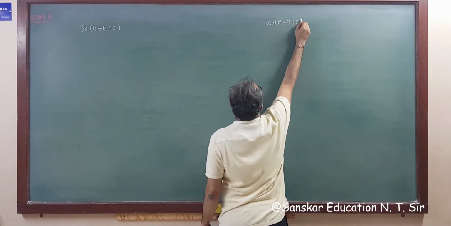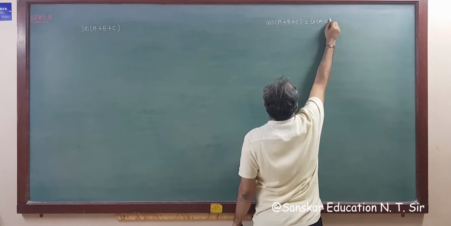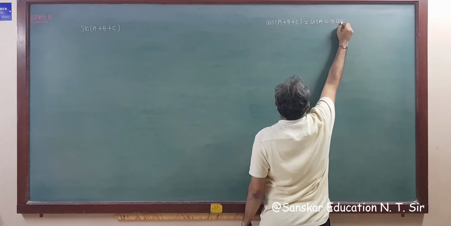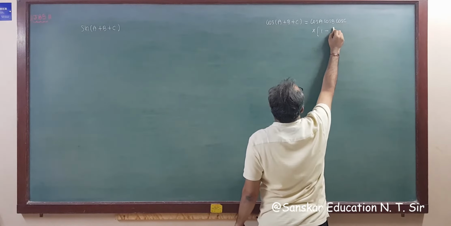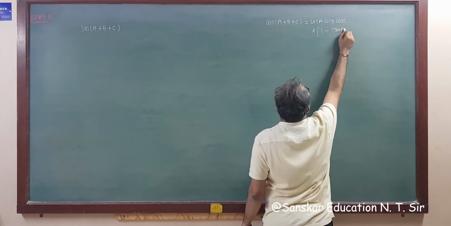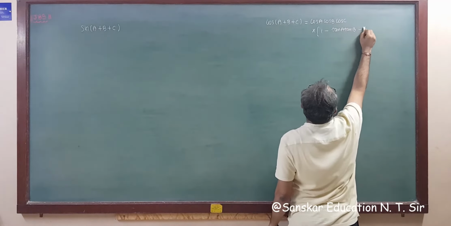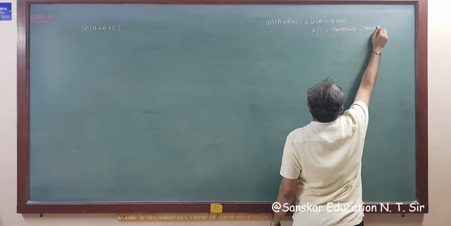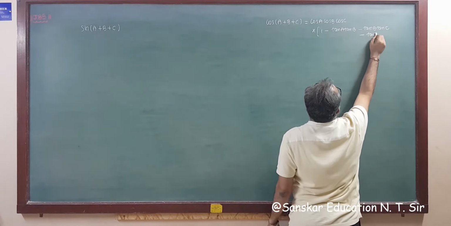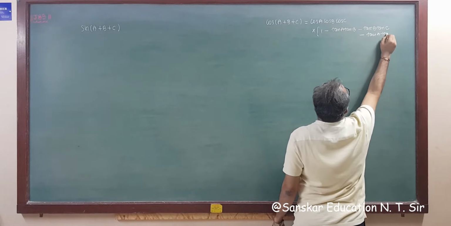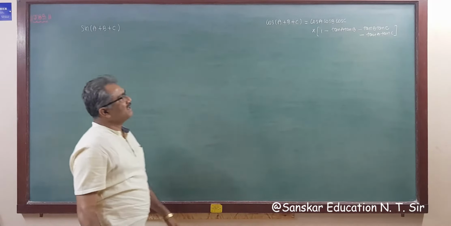The answer was cos(A+B+C) is equal to cos A cos B cos C times (1 minus tan A tan B minus tan B tan C minus tan A tan C). This is the answer of cos(A+B+C).